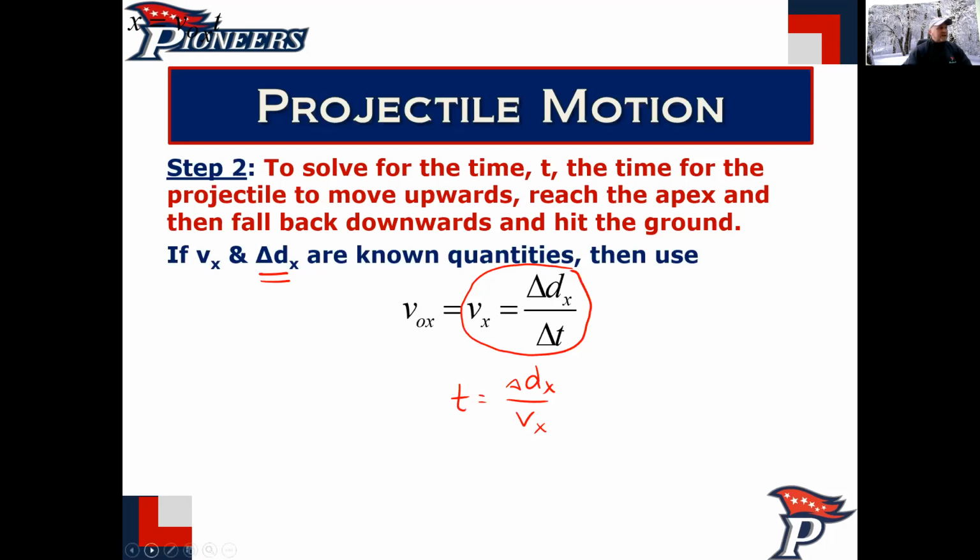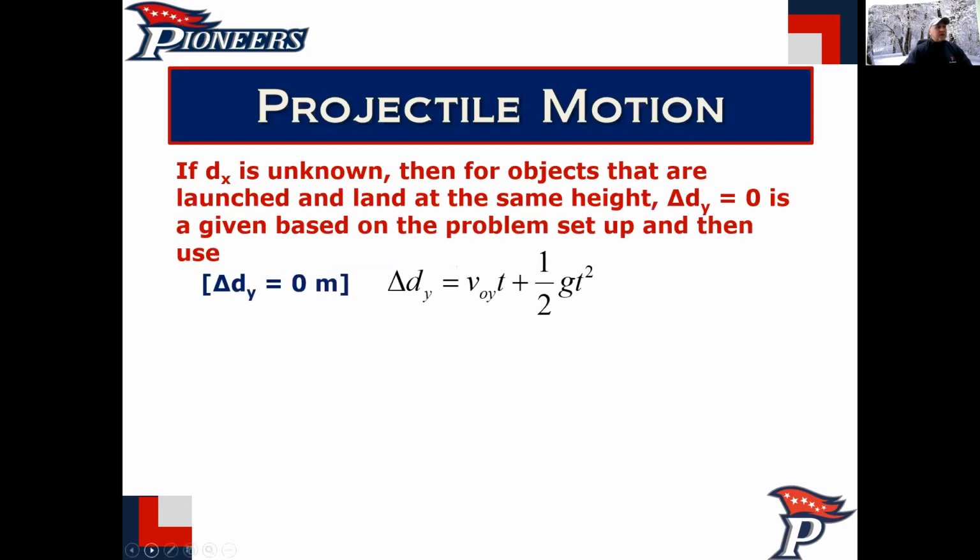But if dx is unknown, well, then we have to look at the y equation. And so we used the y equation before. Most of the time, you're using the y equation. When we did horizontal launching, this was equal to 0. Well, we know that VOY is not equal to 0, and it is equal to VO sine of theta from step 1. So we know that's not 0. We know G is not 0. We're looking for time, but this is the key: this is equal to 0.